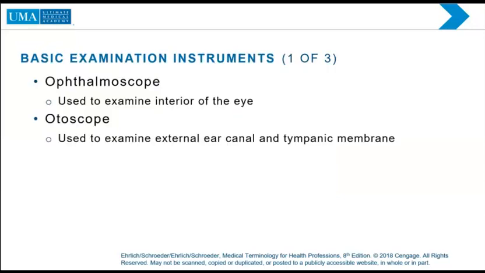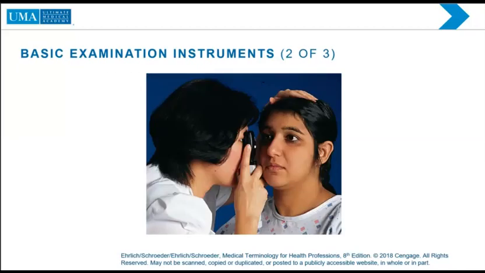Now let's take a look at basic examination instruments. An ophthalmoscope is used to examine the interior of the eye. An otoscope is used to examine the external ear canal and the tympanic membrane. You see here an illustration.